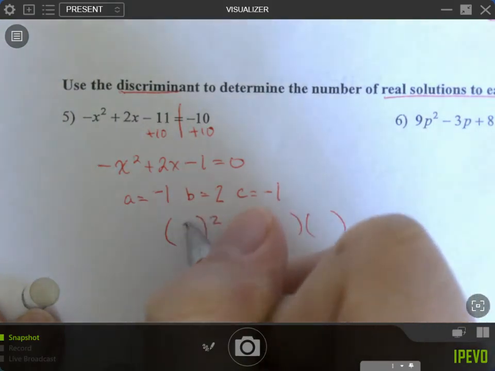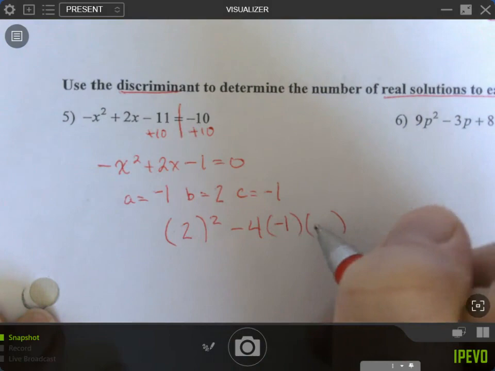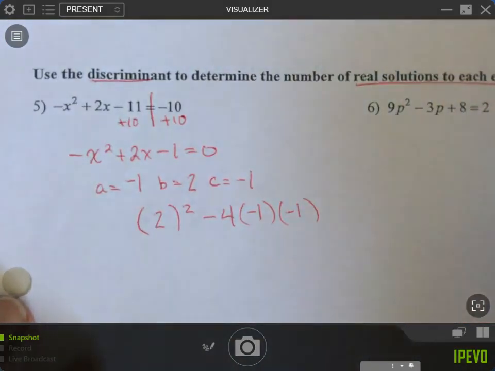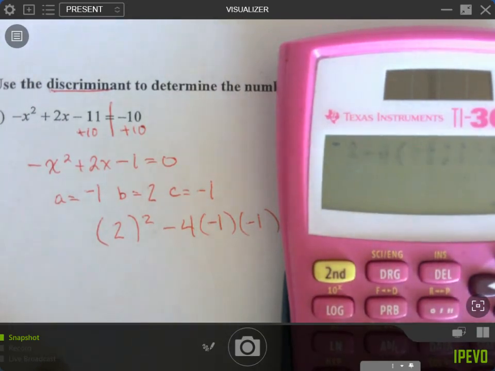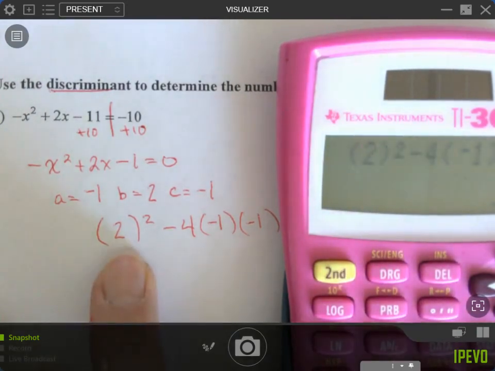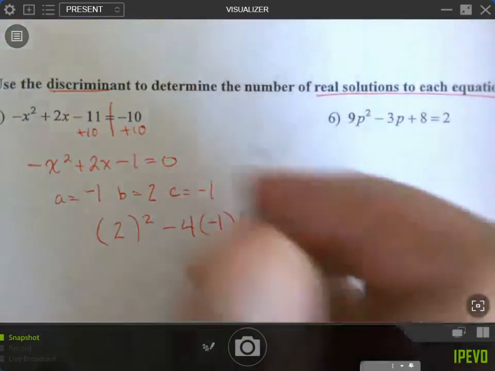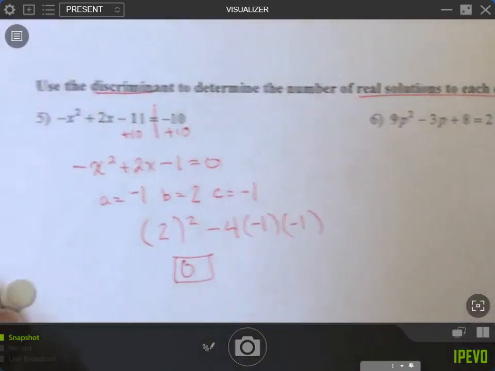The B value is 2. We're going to square it. Minus 4 times A is negative 1 times C is negative 1. All right, I'm suggesting we type this in the calculator. All right, you're telling me it's 0? Okay, and I agree with you because that's going to be 4 minus, and that's going to be a positive 4. So we do get our 0. Now, that's my discriminant. But the question said, how many real solutions are there?